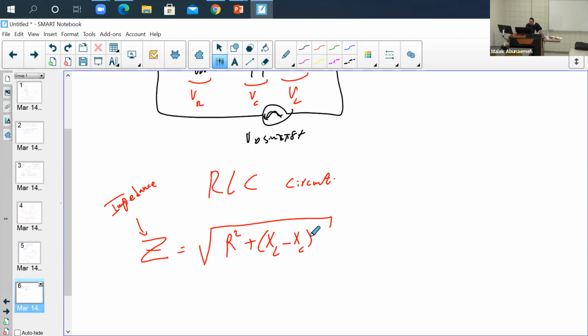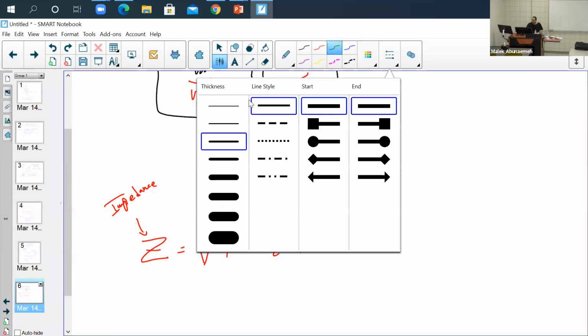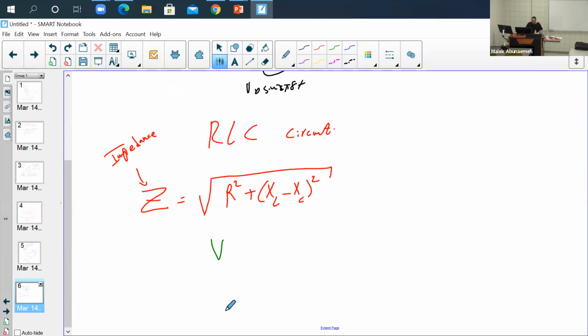Minus XC squared, where your root mean square voltage, the one we've been working with, is going to equal your root mean square current multiplied by your impedance, Z. Again, Z is the square root of R squared plus (XL minus XC) squared, which is your inductive reactance minus capacitive reactance, squared.